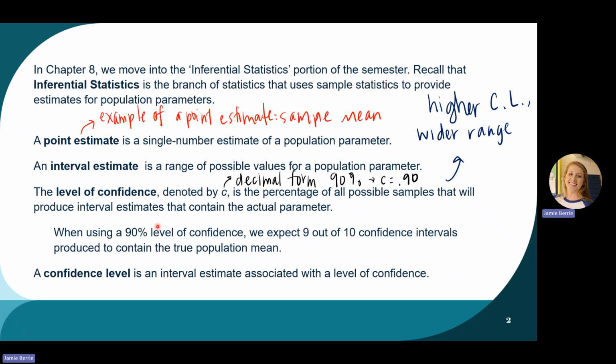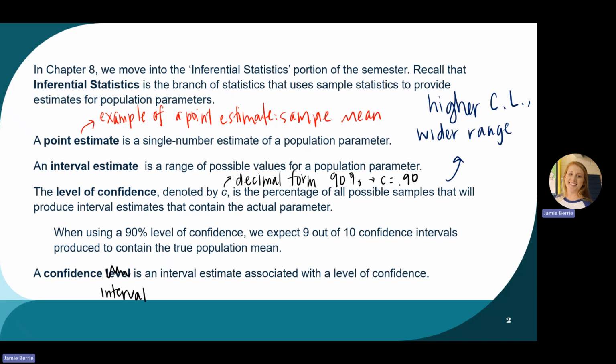If you chose something like a 98% level of confidence, you would just bump that up and say 98 out of 100 confidence intervals would contain the true population mean. All right, so a confidence interval, that should say a confidence interval, typo. A confidence interval is just an interval estimate that is associated with that previous level of confidence that we talked about.